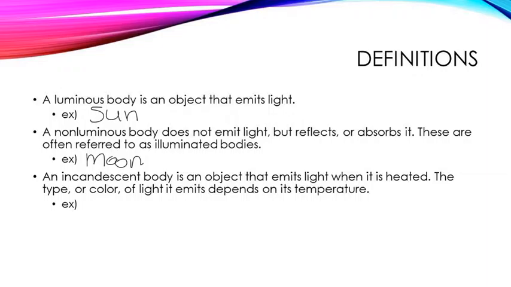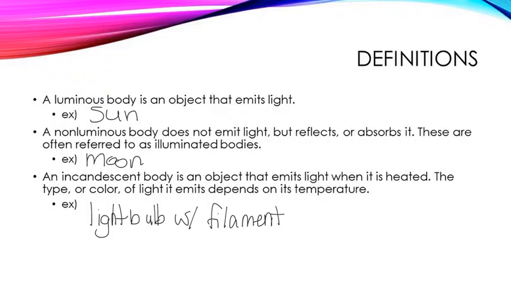An incandescent body is an object that emits light when it is heated. The type or color of light it emits depends on its temperature. An example of this would be a light bulb with a filament. Those really round bulbs that aren't used as much today, but the filament in the light bulb, that's the part right there that would light up.